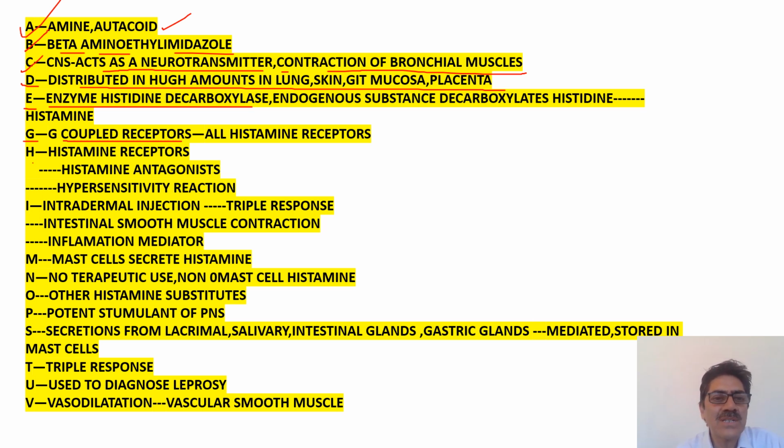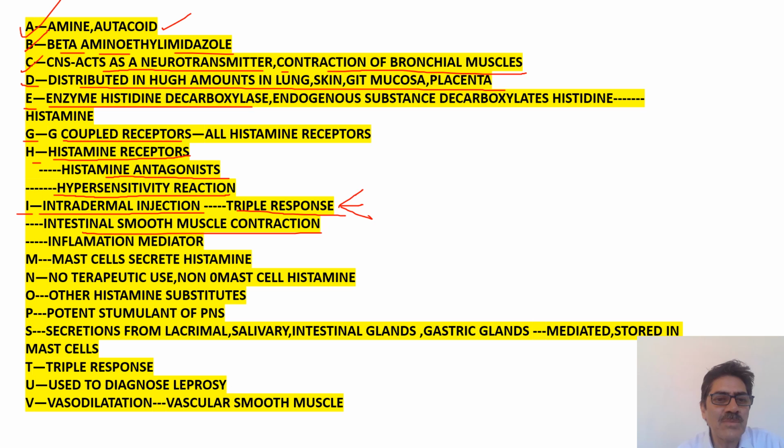And H, histamine acts on its histamine receptors H1, H2, H3, H4, H5, and the actions of histamine can be nullified or neutralized by antagonists known as histamine antagonists or antihistaminics. And secondly, histamine is an allergy mediator. It causes hypersensitivity reaction. And I, if histamine is administered intradermally, we get a typical response, that is the triple response. Three types of actions are seen here: wheal, flare, etc. And intestinal mucosal contraction is also caused.